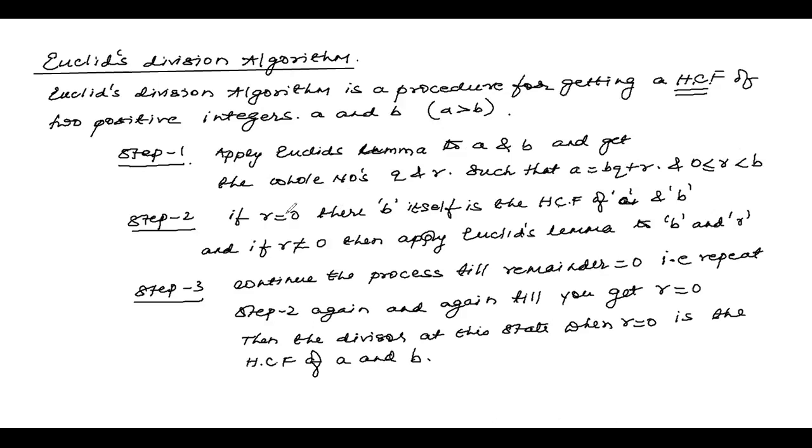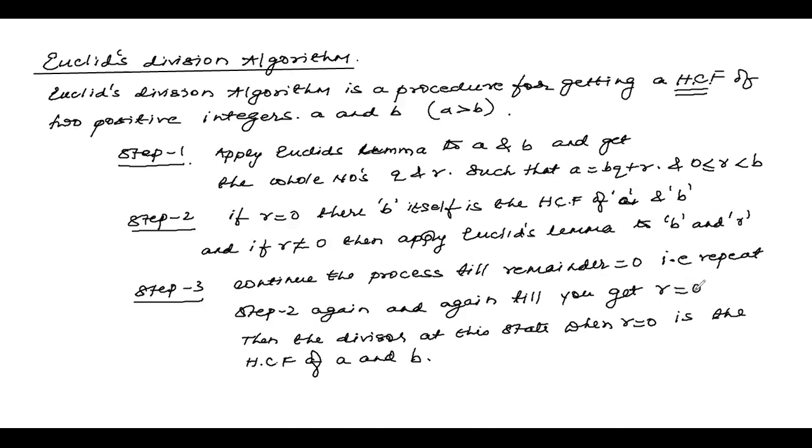Got it? But if R is not equal to 0, then again you're going to use the same Euclid's lemma, taking B and R. Euclid's lemma for B and R. You'll apply Euclid's lemma for B and R. Got it? Then step 3, I'll say continue this process. What you did in step 2, continue this process till you get remainder 0. I'll tell you that is how step 2 should be done. Step 2, repeat step 2 again and again till you get your R equals 0.